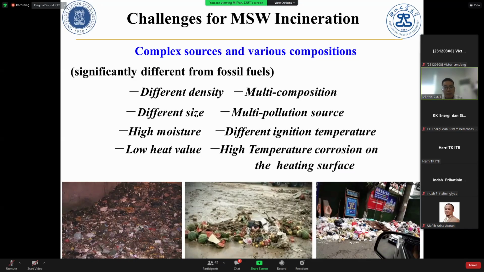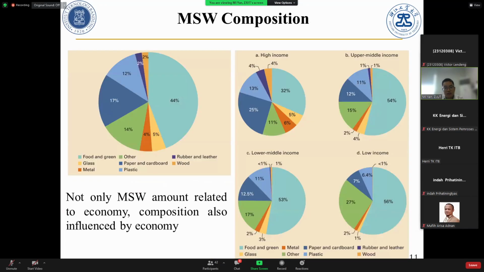The composition is over 10 kinds of MSW, with different sizes, and pollution sources: chlorine, sulfur, heavy metal in the MSW. And another is high moisture. The raw MSW moisture can be up to 60 or 70%, and there are different ignition temperatures, low heat values, and high temperature corrosion on the heating surface. So this is the challenge for MSW incineration.